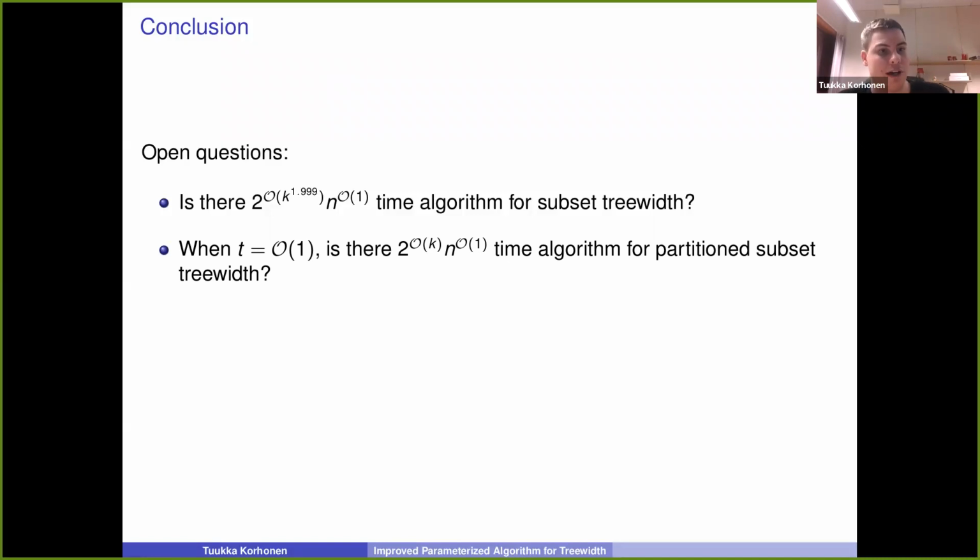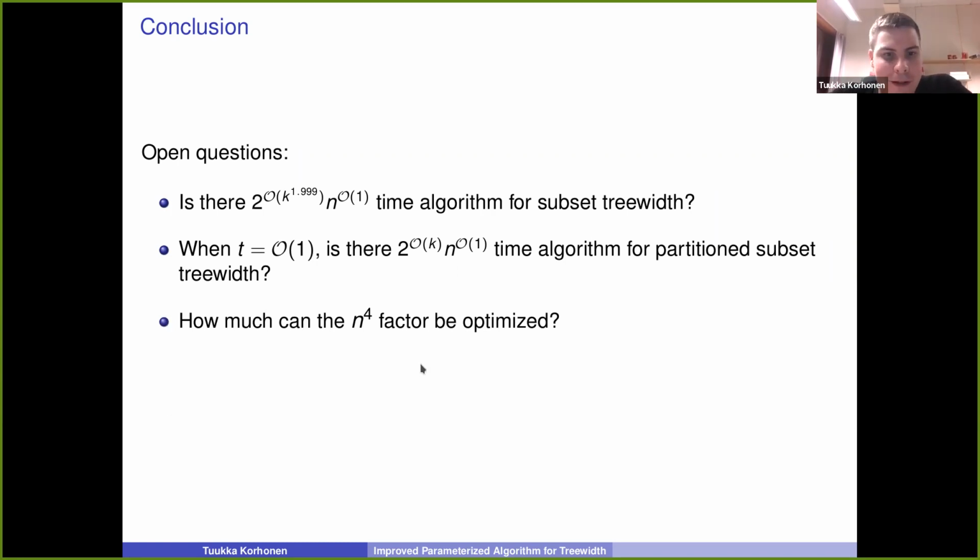Another important problem around this framework: if we have this t, the number of cliques into which this W is partitioned in the subset problem, if this t is constant, then do we have a 2 to the O of k algorithm for approximating treewidth? This is important because it would give an approximation scheme with this type of time complexity, which would be really nice. Right now we have k to the O of k, but 2 to the O of k would be a reasonable amount nicer. And an obvious open question: how much can we improve the polynomial factor?